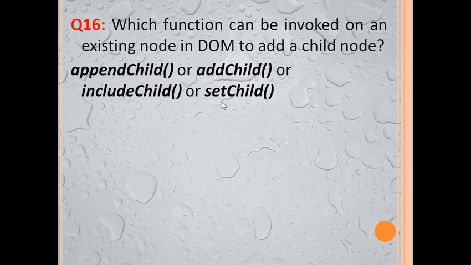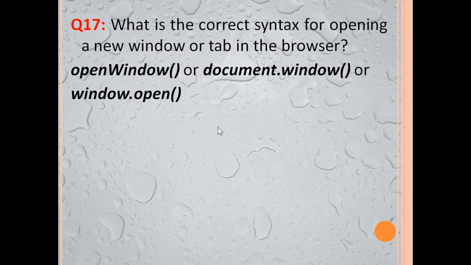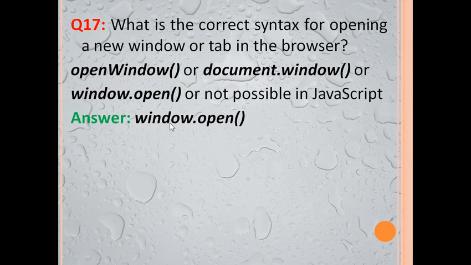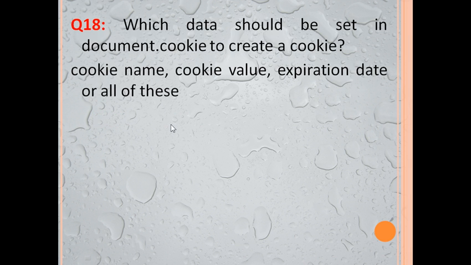Which function can be invoked on an existing node in DOM to add a child node? appendChild, addChild, includeChild, or setChild? The answer is appendChild. What is the correct syntax for opening a new window or tab in the browser? open window, document.window, or window.open? It is window.open. Also, the window.open function has a large number of options.